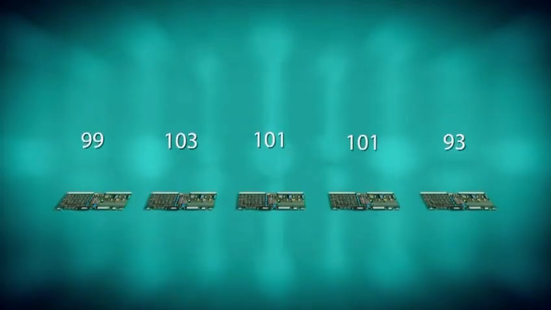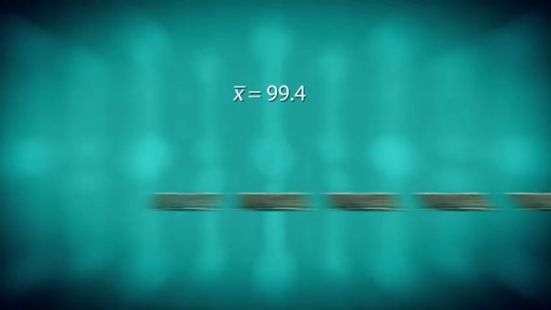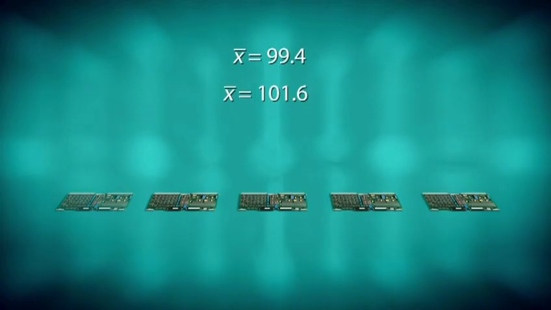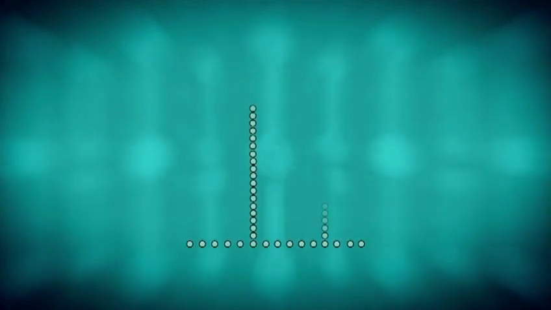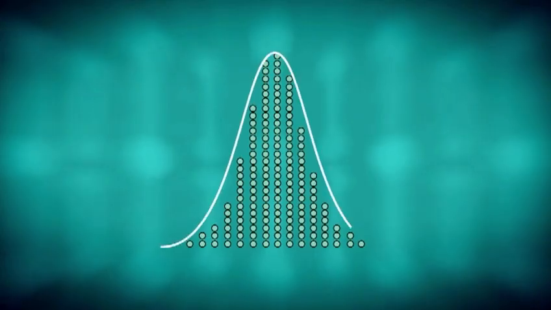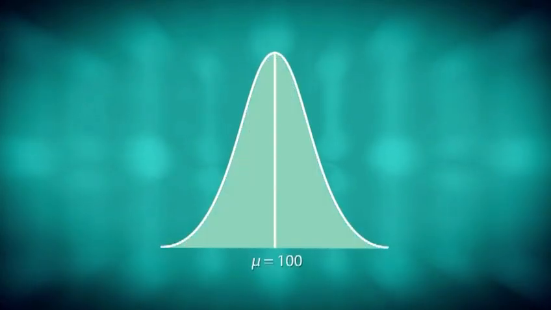So how does what we've learned about sampling distributions help quickly spot when things go awry? The inspector's random sampling of the boards has a sample size of 5. Let's see what happens when we take repeated samples. From our first 5 boards, we get an x-bar of 99.4. From our second sample of 5 different boards, we get a different x-bar, 101.6. We keep on sampling, calculating each x-bar, until we can start building a sampling distribution, which is, as expected, centered on the mean of the population, 100.